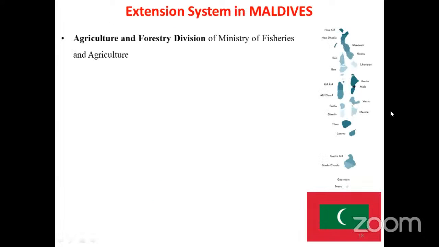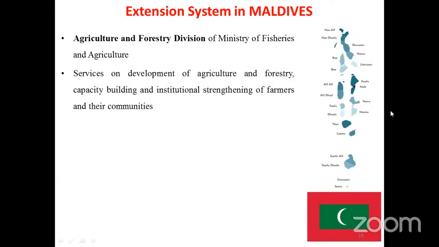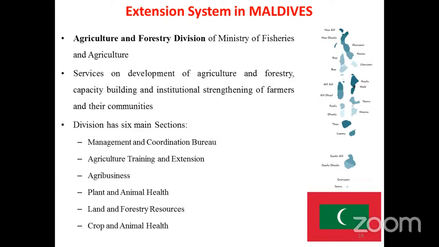Then moving on to Maldives, again an island nation. So their major focus is on fisheries. They have the agriculture and forestry division under the Ministry of Fisheries and Agriculture, which mainly looks after agricultural extension. They have 6 main sections. You can see here, agriculture training and extension is a separate one, and agribusiness is a separate section under the division.